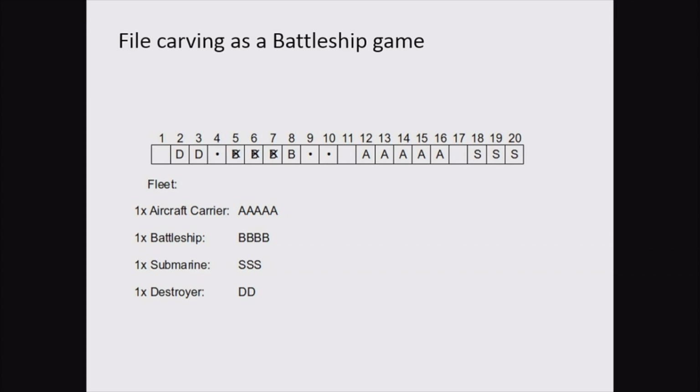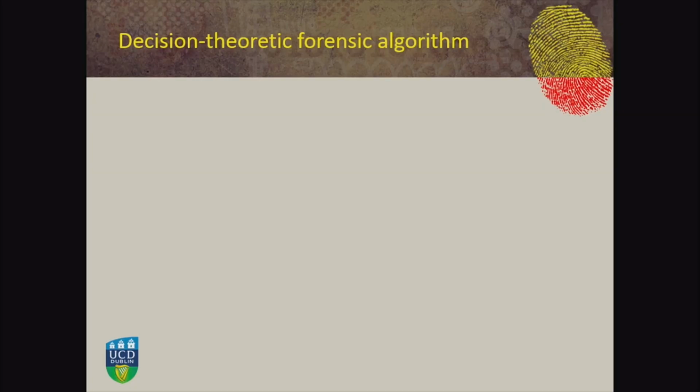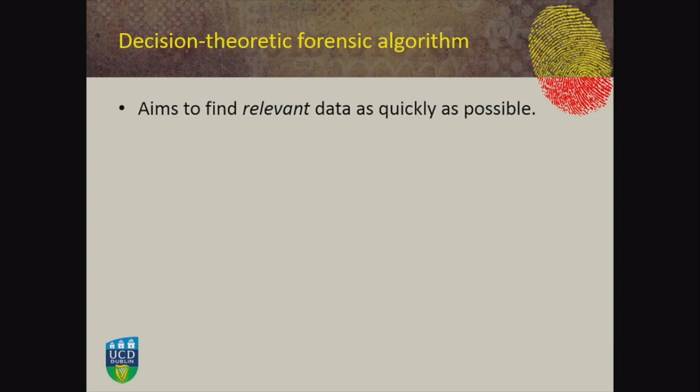So the approach for building such programs is what we call decision-theoretic forensic algorithms. The aim of such an algorithm, of which file carving is just one example, is to find some sort of relevant data as quickly as possible. And maybe you don't have time to process everything, but you still want to get relevant data as fast as you can. So how do we do this? We propose to use a greedy approach.